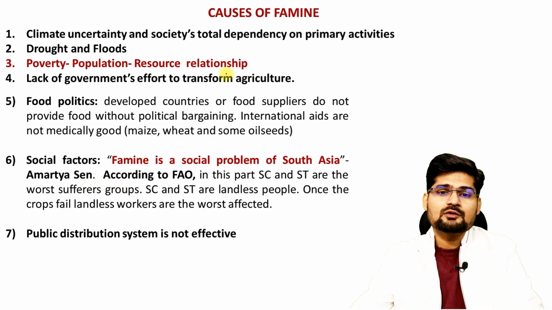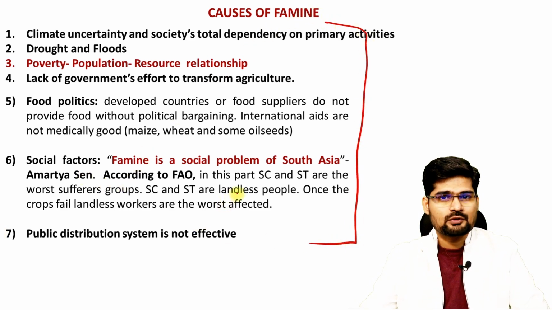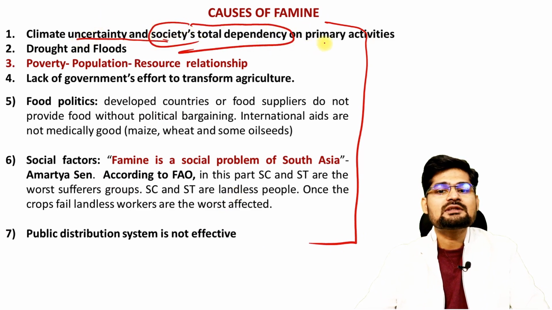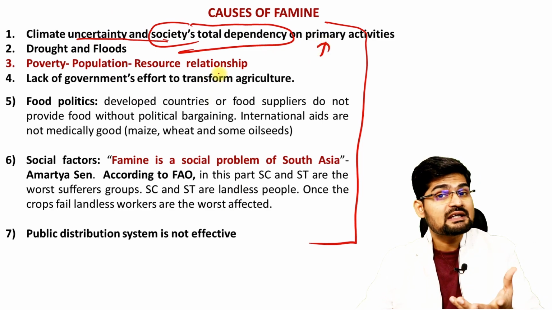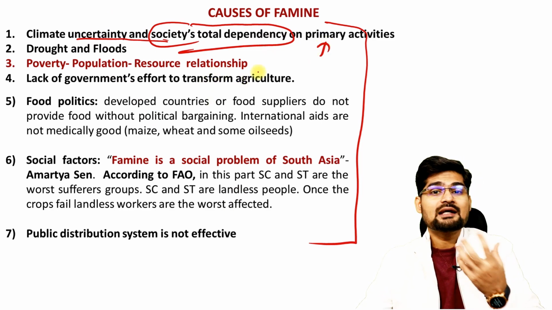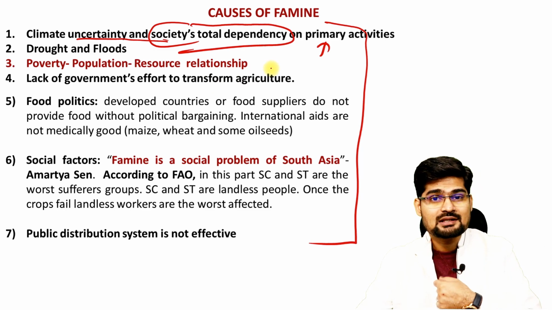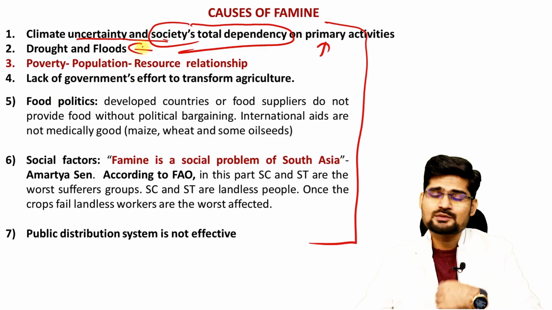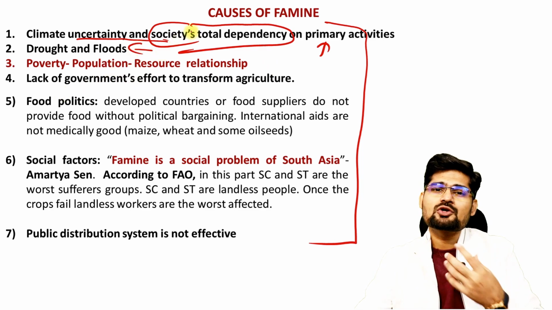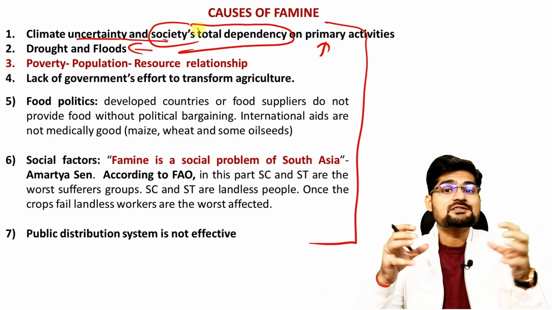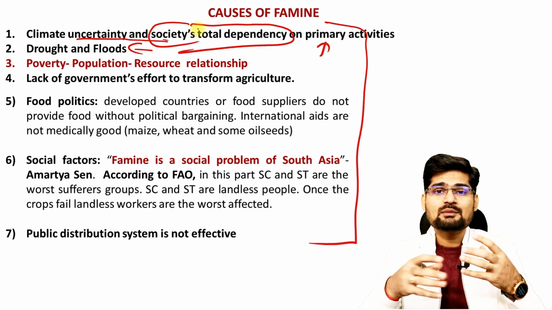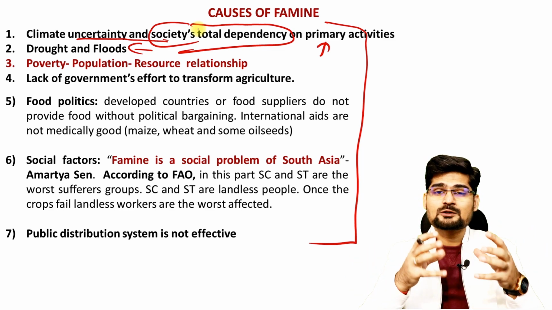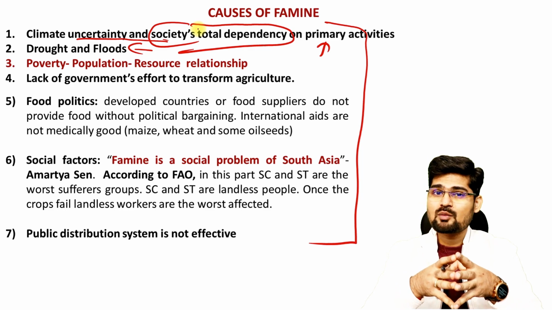The causes of famine can be understood through these basic 7 points. First, climate uncertainty and variability, and society's dependency on primary activities. If there is a failure because of some climate anomaly, excess rainfall or excess drought, it is related to climate. Then drought and floods are very common across the world, not just in India. Across the world, drought and flood situations are now extreme. Climatic anomaly leads to further drought, meteorological drought and also socio-economic drought, if you remember the definitions.